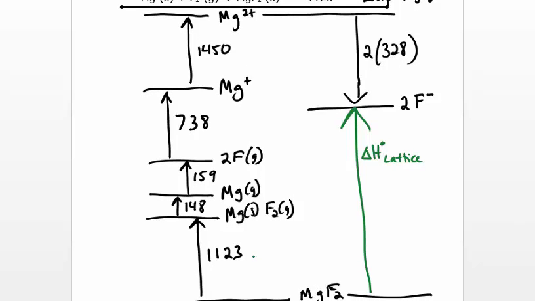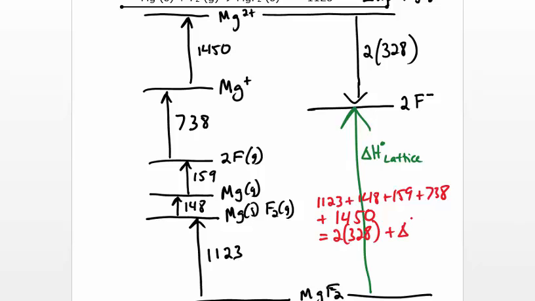So we can simply look at the graph and realize how to calculate that. We have all these values that are going up. We have all the values, everything between MgF2 and Mg2 plus on the left side has got to equal everything on the right side. Okay, so we can say that these things all added up, and I will do that in red here. So I can say 1,123 plus 148 plus 159 plus 738 plus 1,450 has got to equal 2 times 328 plus the thing we want, delta H lattice. So we can then solve for delta H lattice. Which will give you 2,962 kilojoules per mole for delta H lattice.